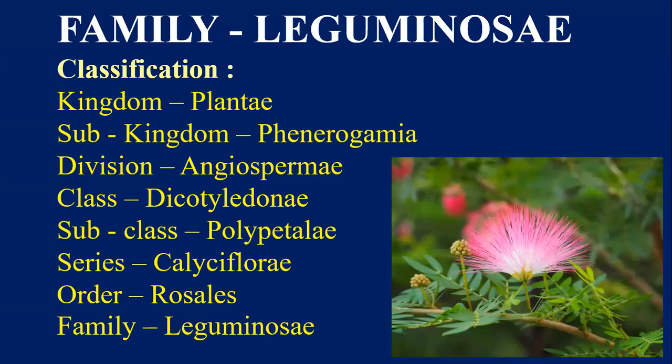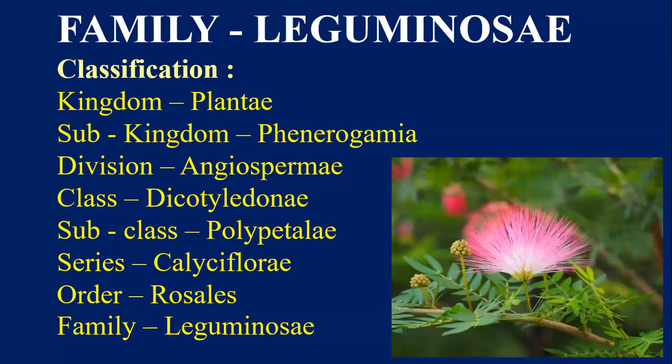First, we are going to discuss the classification of the Leguminosae family. Kingdom Plantae, subkingdom Phanerogams. What do you know about Phanerogamia? All flowering plants are classified under Phanerogams. Phanerogams are always called flowering plants. It includes dicotyledons and monocotyledons. Division Angiosperms, flowering plants. Class Dicotyledonae, due to the presence of taproot system, leaves with reticulate venation. Flowers are tetramerous or pentamerous.